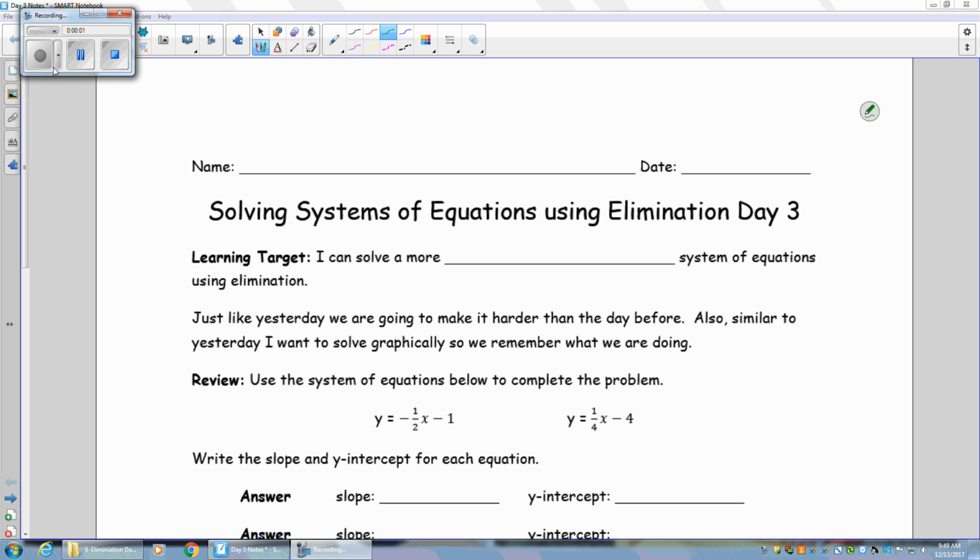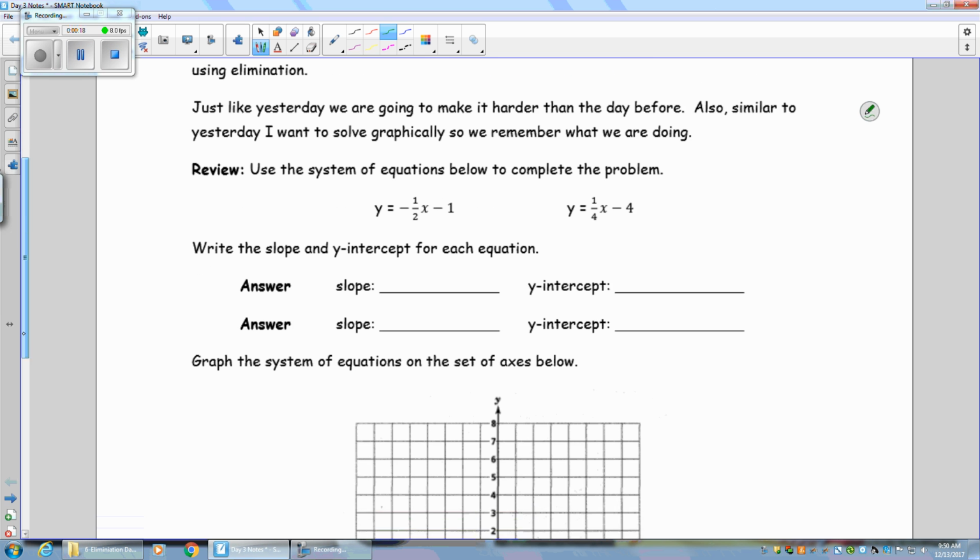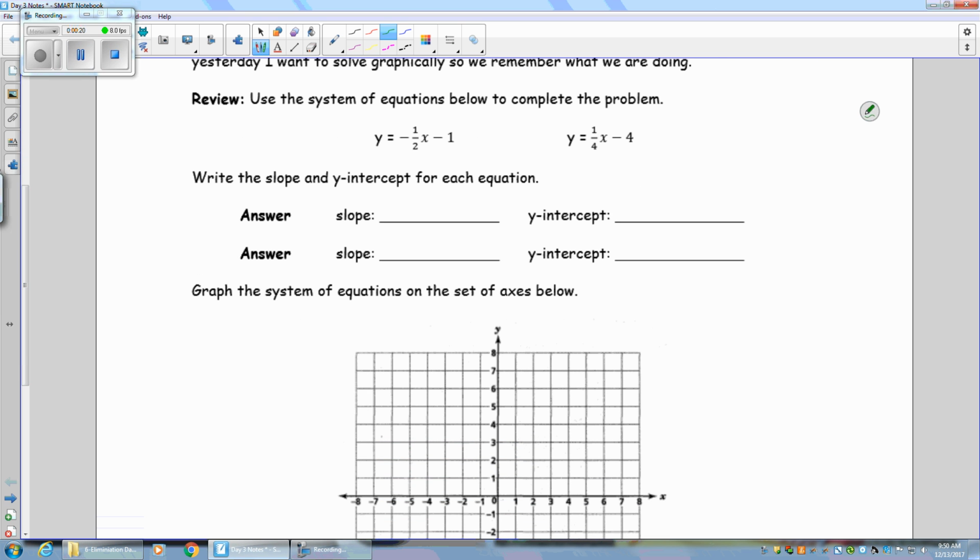Alright, so this is sort of exciting. This is the last technique that I'm going to show you guys. This is really as hard as it gets for elimination, and then really it's just going to be review after this. So what we're going to do today one more time is solve a more difficult system of equations, this time using elimination. And just like we've done every other time, I want us to review how to graph it first because I don't want us to lose sight of that.